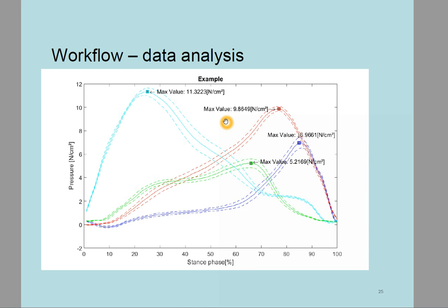And this is the graph which we are ending up. So we have the stance phase. The stance phase in the gait cycle is about 60%, but I've chosen for the stance phase 100%, and the pressure is in Newton per square centimeter for the region. And a legend would be interesting in this plot, but it's only for an example.